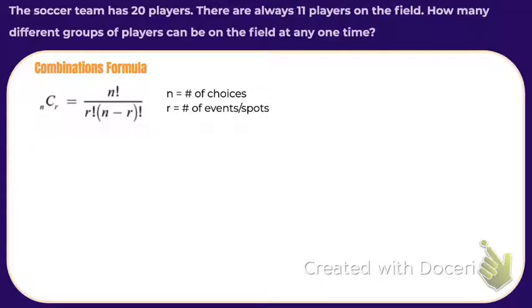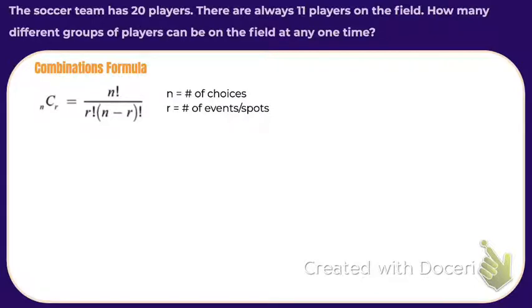Here we're going to go over an example of a combination. A combination is different than a permutation because the order does not matter. So here it says a soccer team has 20 players. There are 11 players on the field. How many different groups of players can be on the field at any one time?